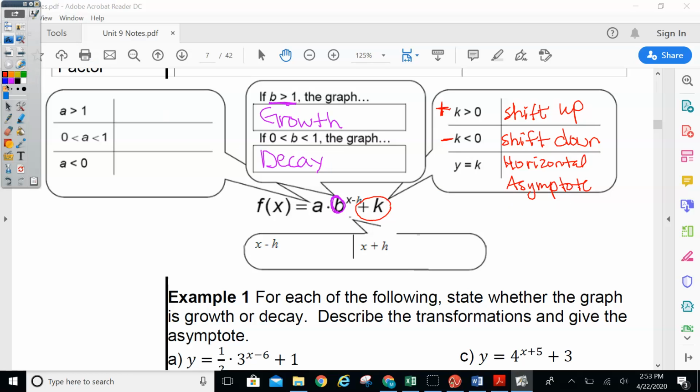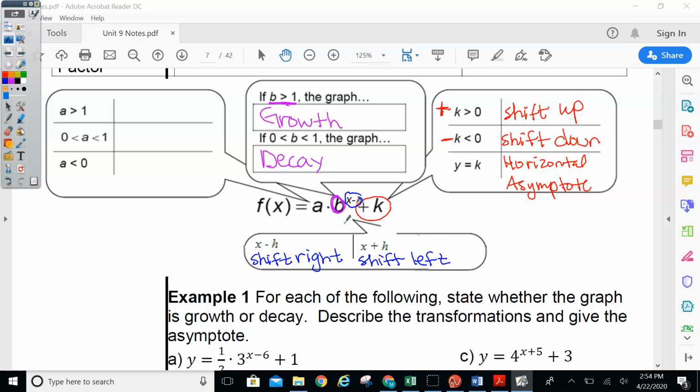Okay, the h value, which is part of the exponent up here, shifts it left or right just like it has always. If it's an x minus h, it's going to shift it right h units. If it's a plus h, it's going to shift it left h units. So again, that hasn't changed. It's still the opposite. There's no parentheses there, but if we had to write it out, we would need parentheses up there on the exponent.